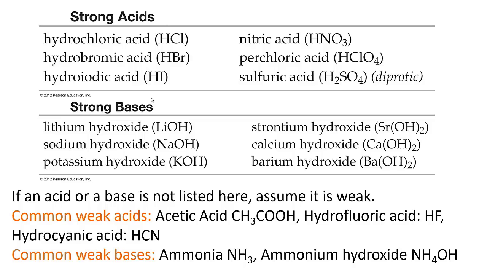So how do you tell the difference between a strong acid and a weak acid? Well, what I do is I memorize a chart like this. All right, this is one example. There are lots and lots of charts that list the strong acids and strong bases. But for our class, if it's on this list, it's strong. If it's not on this list, we're going to consider it weak. Okay, so I listed some common weak acids down there: acetic acid, hydrofluoric acid, hydrocyanic acid. I also listed some weak bases. And so when you're looking at this chart and trying to decide whether it's strong or weak: if it's on this chart, it's strong. If it's not, it's weak.